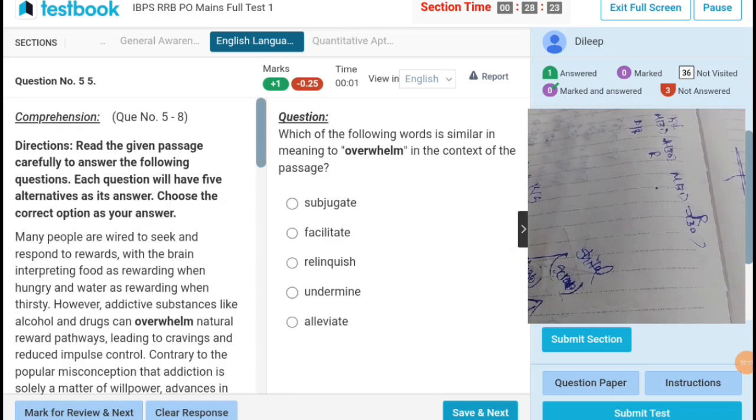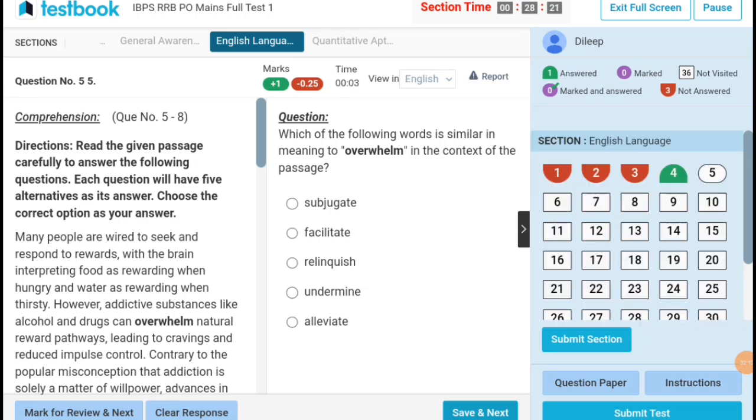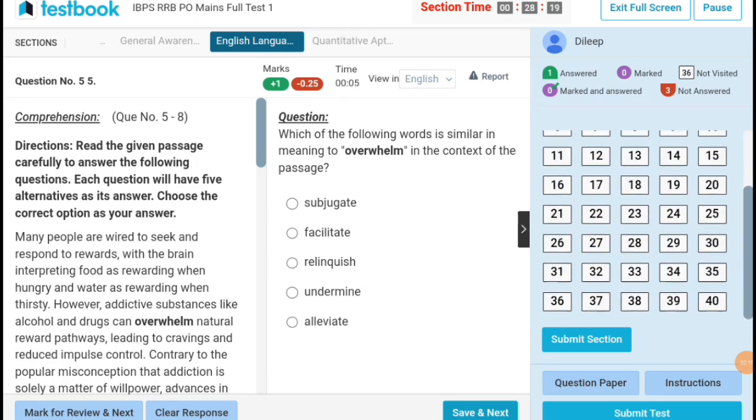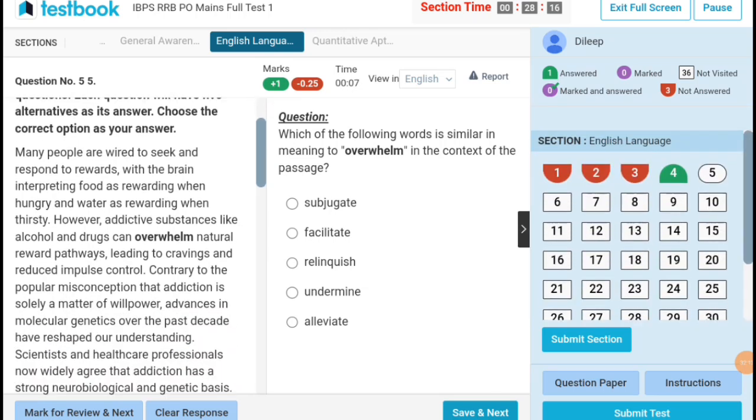Next, 5 to 8. Many people are wired to seek and respond to rewards, with the brain interpreting food as rewarding when hungry and water as rewarding when thirsty. However, addictive substances like alcohol and drugs can overwhelm natural reward.